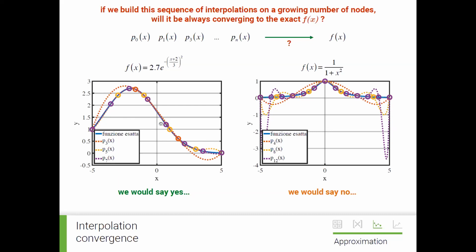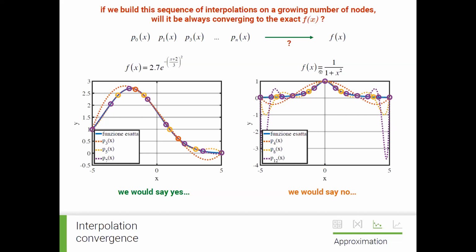So you can see here, do we have convergence to the exact function? Yes, because it's very close to our exact function, our f of x in blue. So we can say yes, it converges to the exact function f of x.